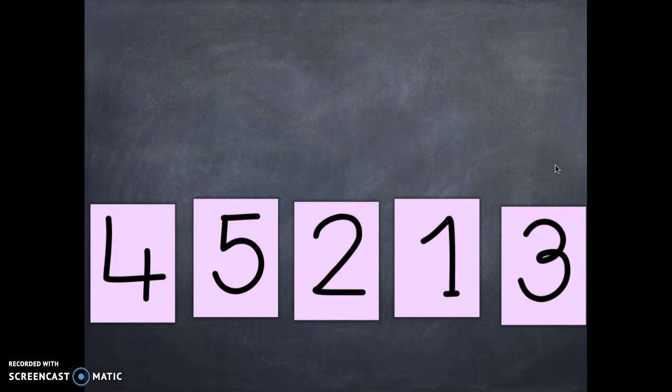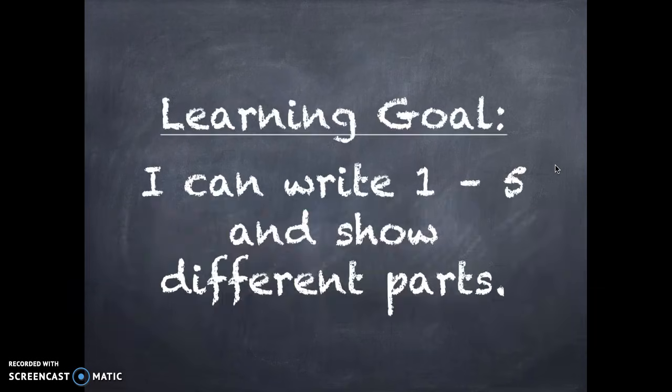Doing it all scribble scrabble like this is a good check to make sure we know what the different numbers are, but that's not the correct order, right? All right, good. I'm glad that you know that. All right, friends, our learning goal for today said, I can write 1 to 5 and show the different parts. We started today by practicing showing those different parts, and then we counted from 5 all the way back to 1. Now here's your challenge, friends.